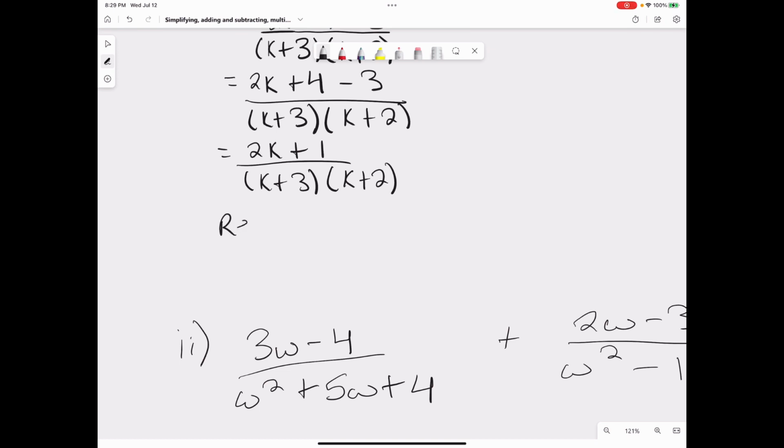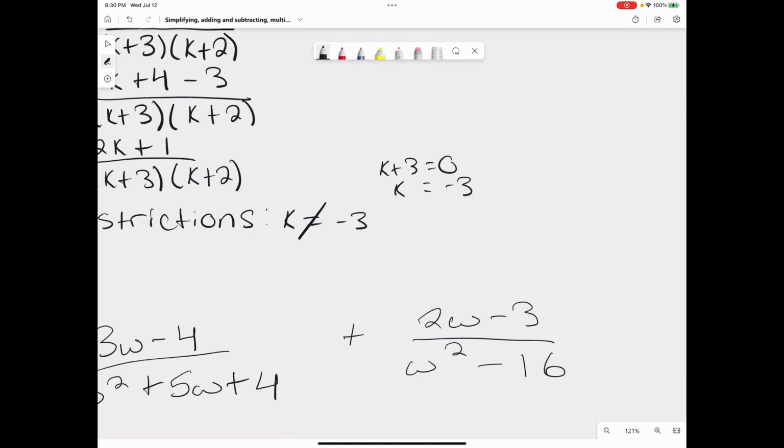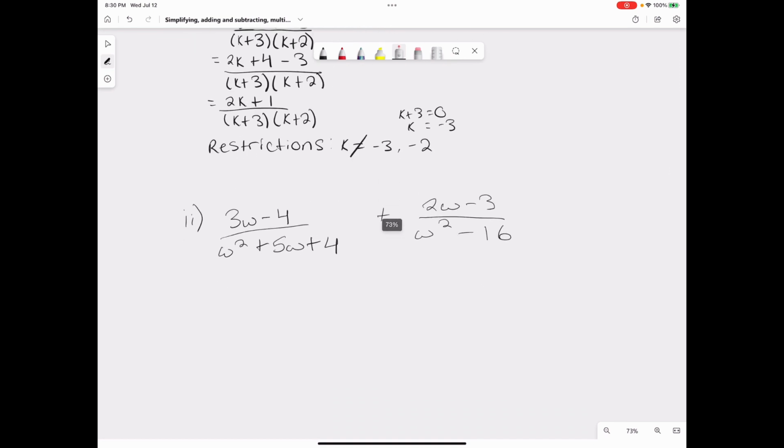Now the restrictions. k cannot equal negative 3, because k plus 3 equals 0. When we isolate the k, we get negative 3, so it cannot equal negative 3. And it cannot equal negative 2, and that comes from this expression right here.